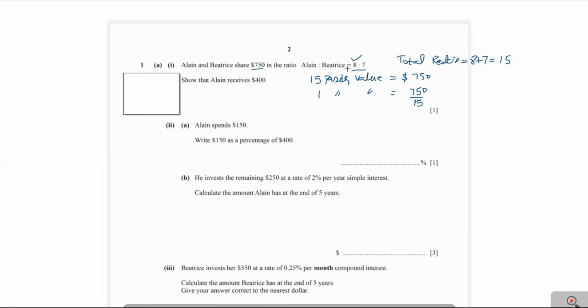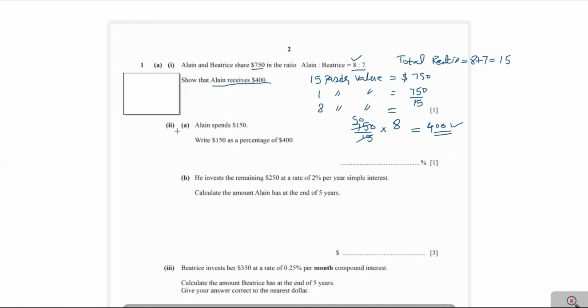Elan received 8 part value. Therefore, 8 part value will be equal to 750 divided by 15 multiplied by 8. Now we can find these values. 15 times 5 is 75 and 0 written as it is. 8 times 50 is 400, and therefore we have proved that Elan received $400. You see here we get $400.